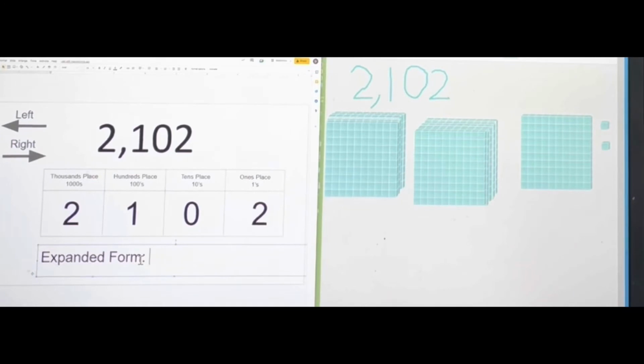So now I'm going to write the number 2,102 in expanded form. So looking at the visual representation, we have two thousands blocks, 1,000, 2,000. So the value in the thousands place is 2,000. We have a 100 block, so the value in the hundreds place is 100.